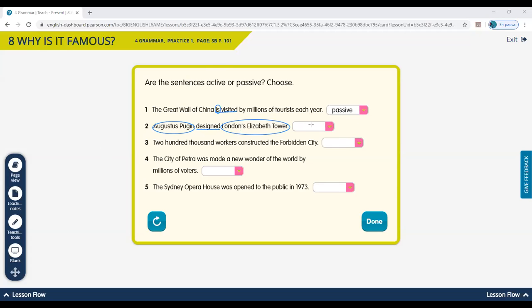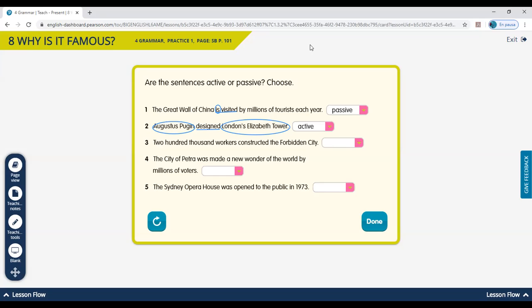Okay, guys? Now, pay attention. Subject, verb, object. Period. Okay? Now, number 3. 200,000 workers constructed the Forbidden City.